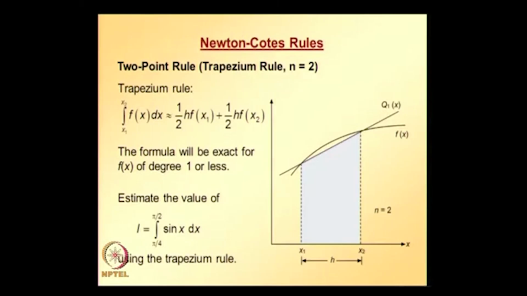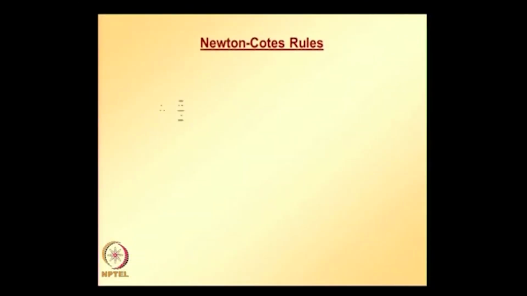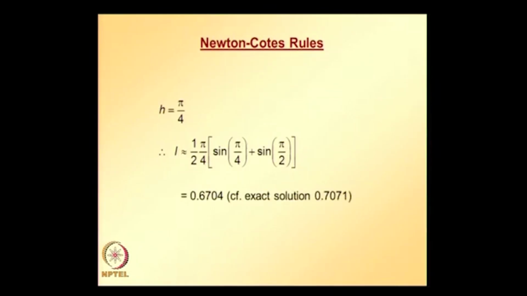In this case it is going to be pi over 4 times half, which is going to be pi over 8. All those details are given here. So h is equal to pi over 4 for this particular case. So therefore the integral is approximated in this manner, and the approximate solution turns out to be 0.6704, and this function can also be integrated exactly.